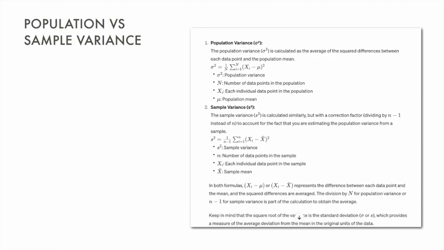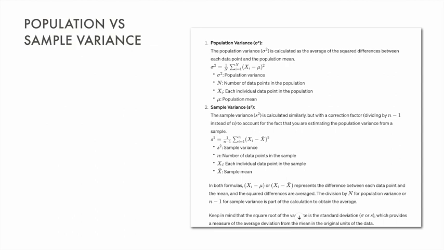In both formulas, xi minus mu or xi minus x bar represents the difference between each data point and the mean, and the squared differences are averaged. The division by n for population variance or n minus 1 for sample variance is part of the calculation to obtain the average. We have to keep in mind that the square root of the variance is the standard deviation sigma, which provides a measure of the average deviation from the mean in the original units of the data.